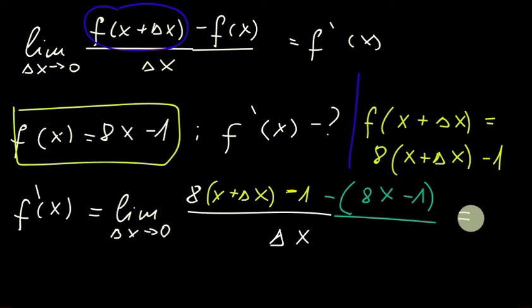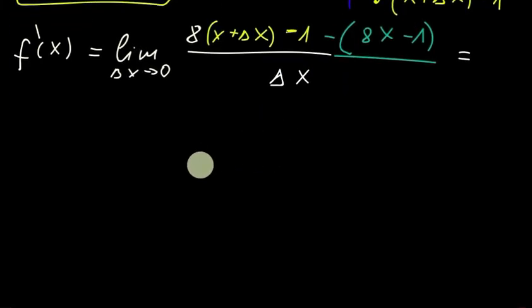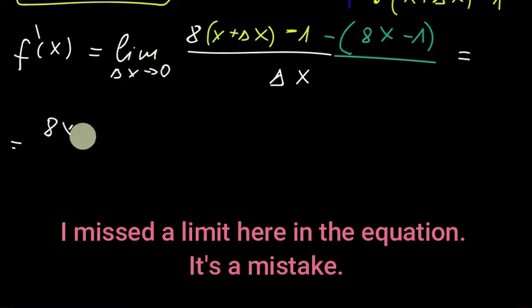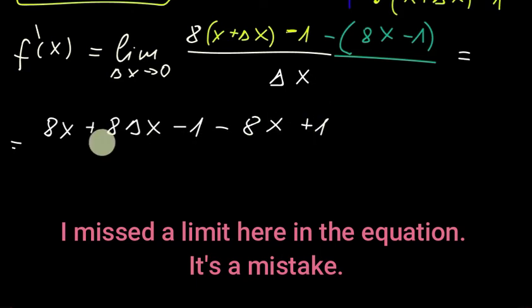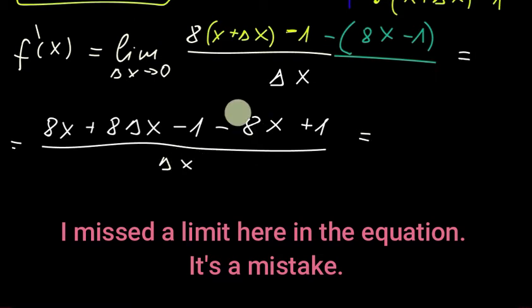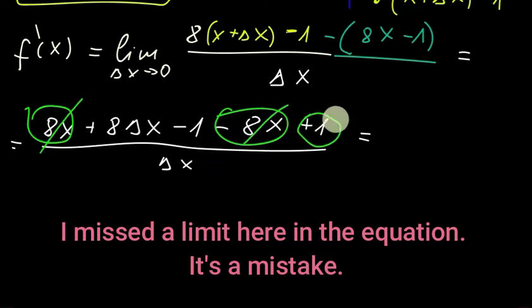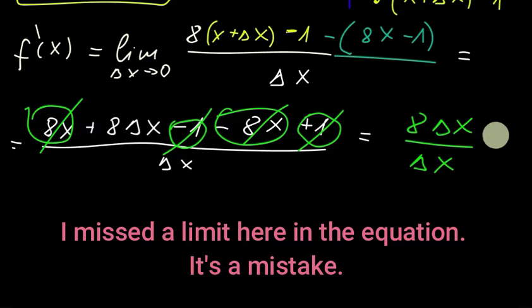Let's continue this. So we need to open these brackets and also here. So here's what we'll get. 8x plus 8 delta x minus 1 minus 8x plus 1, divided by delta x. Now this and this will cancel out, also these two, and we are left with 8 delta x divided by delta x. So it is equal to 8.